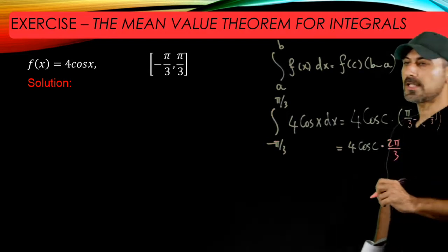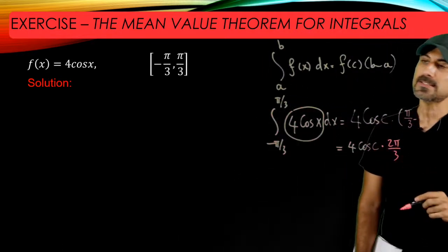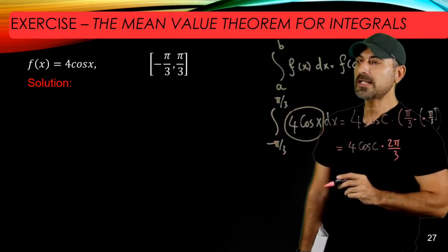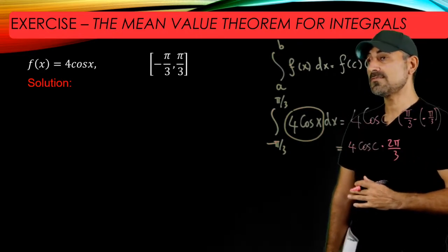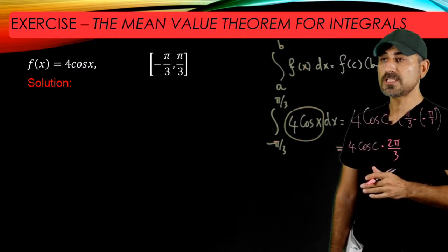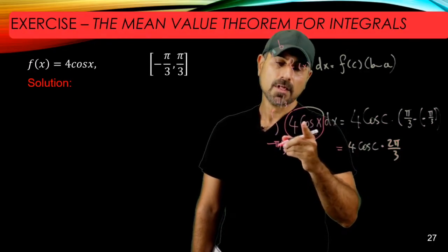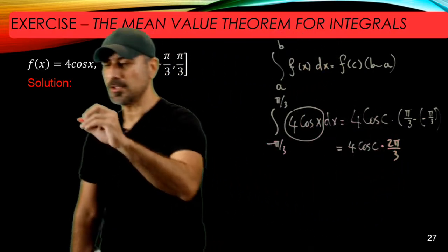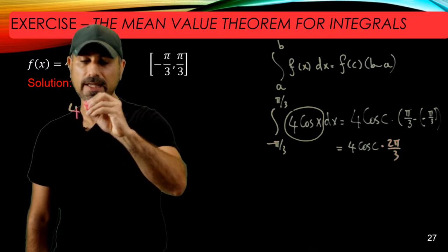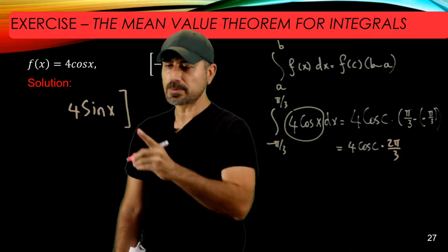All right, let's check the left-hand side. If we know the antiderivative of 4 cosine x, we can use the fundamental theorem of calculus to evaluate this definite integral. So you should ask yourself, whose derivative is 4 cosine x? You can check the derivatives and integrals formula card provided at the beginning of the module. We can immediately find that 4 sine x is the antiderivative of 4 cosine x. So why don't we just write it here? The antiderivative is 4 sine x, and I'm going to use the bracket notation that we adopted in this section.